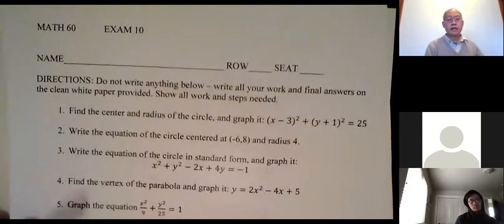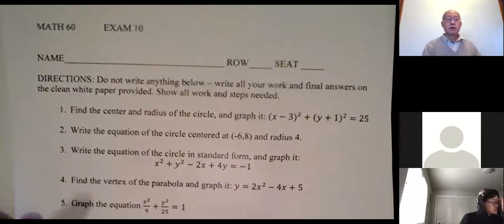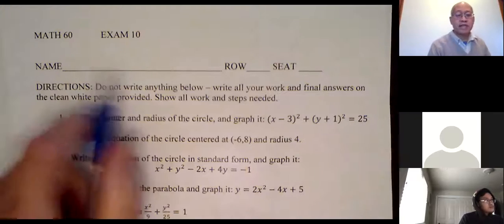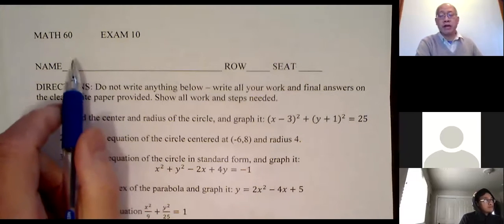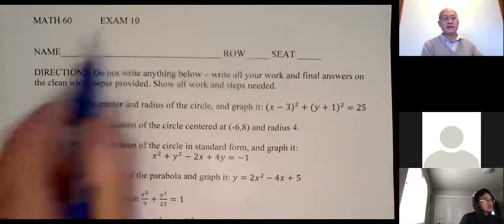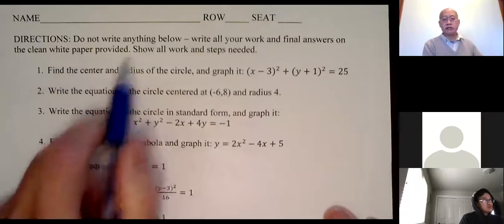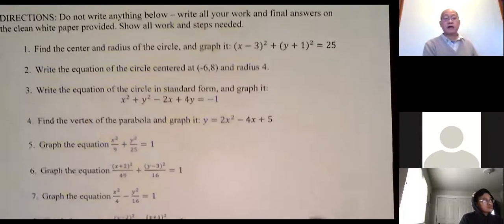Okay, so again, what the test will look like, this is obviously not for us, this is for something else. When I had these printed out, I thought we were meeting face to face, but we're not. So when I show it to you all, you don't really need name, row, or seat, and the directions are kind of obvious. You don't write anything on this.